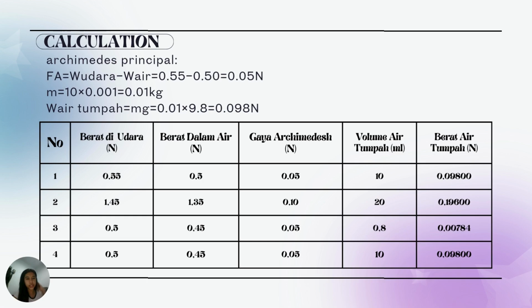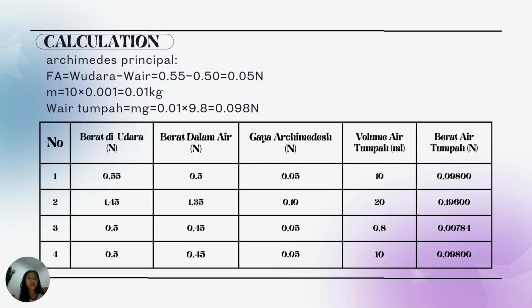Now we will talk about calculation. Archimedes principle: Fa is W air minus W water, equals 0.55 minus 0.50, equals 0.05 Newton. m equals 10 times 0.001, equals 0.01 kilogram. W is m times g, where 0.01 times 9.8 equals 0.098 Newton. You can see the table for the other calculations.